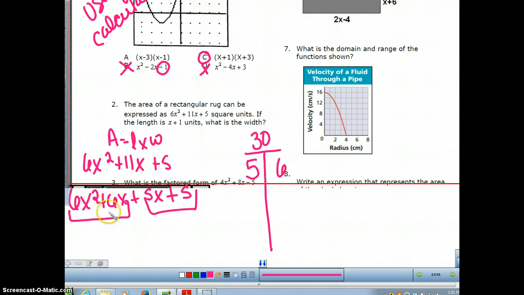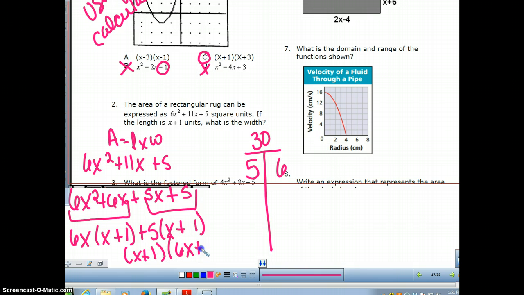What can we factor out of here? 6x. Okay, when we do, we're left with x plus 1. Hey, that looks just like this guy right there. Interesting. And over here, what can we factor out? 5. Okay, 5, and we're left with x plus 1. There it is. That looks just like that guy up there too. All right, so we've got x plus 1 times 6x plus 5.